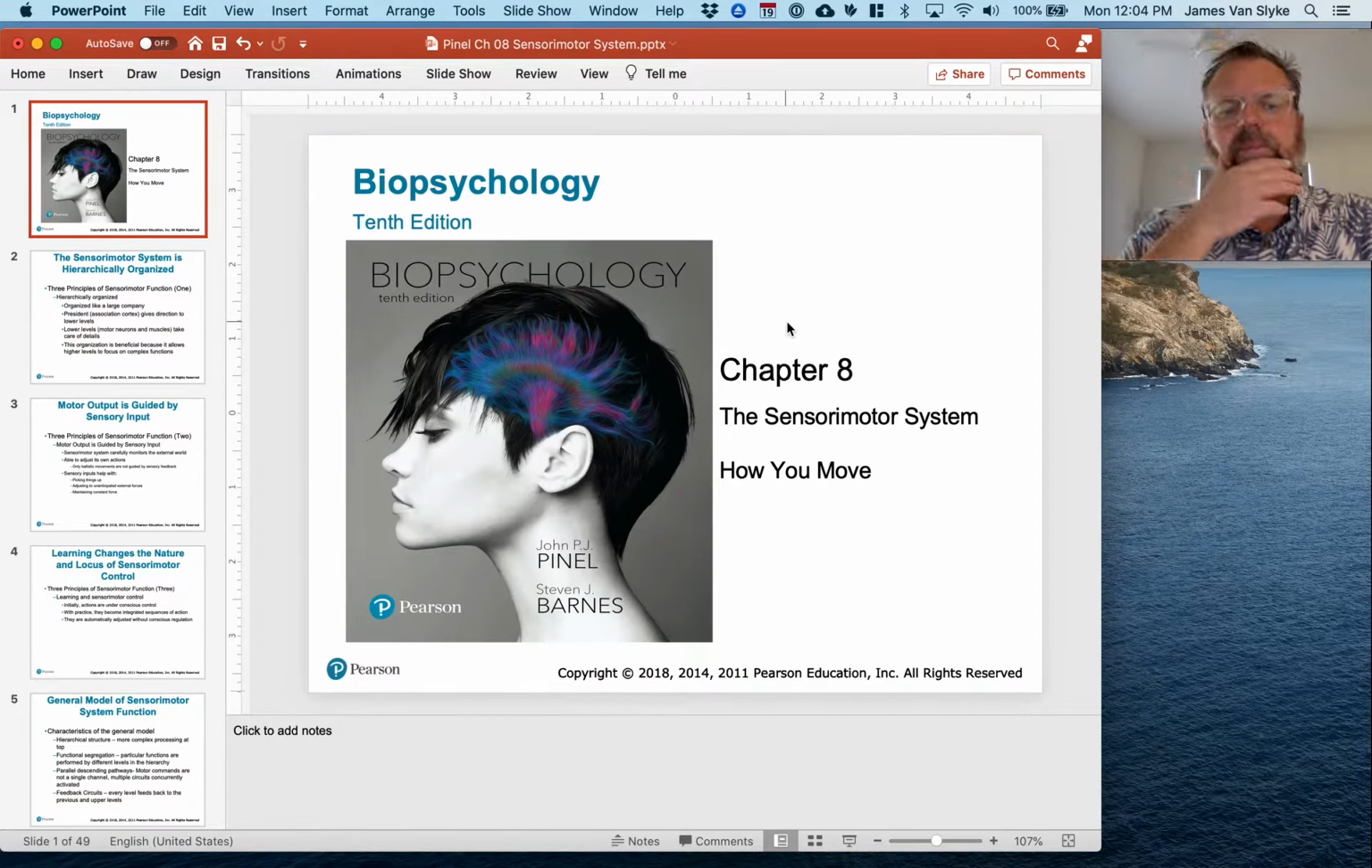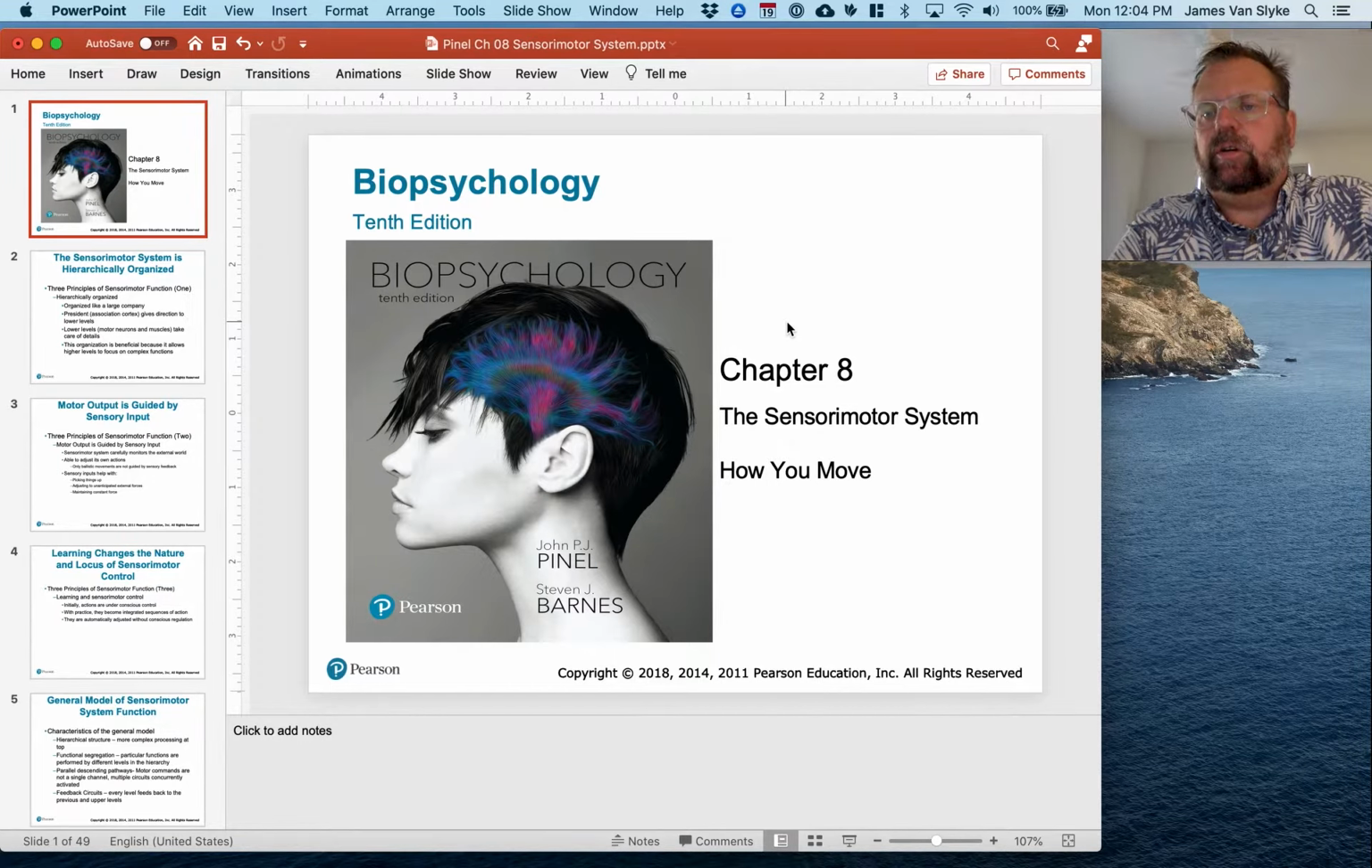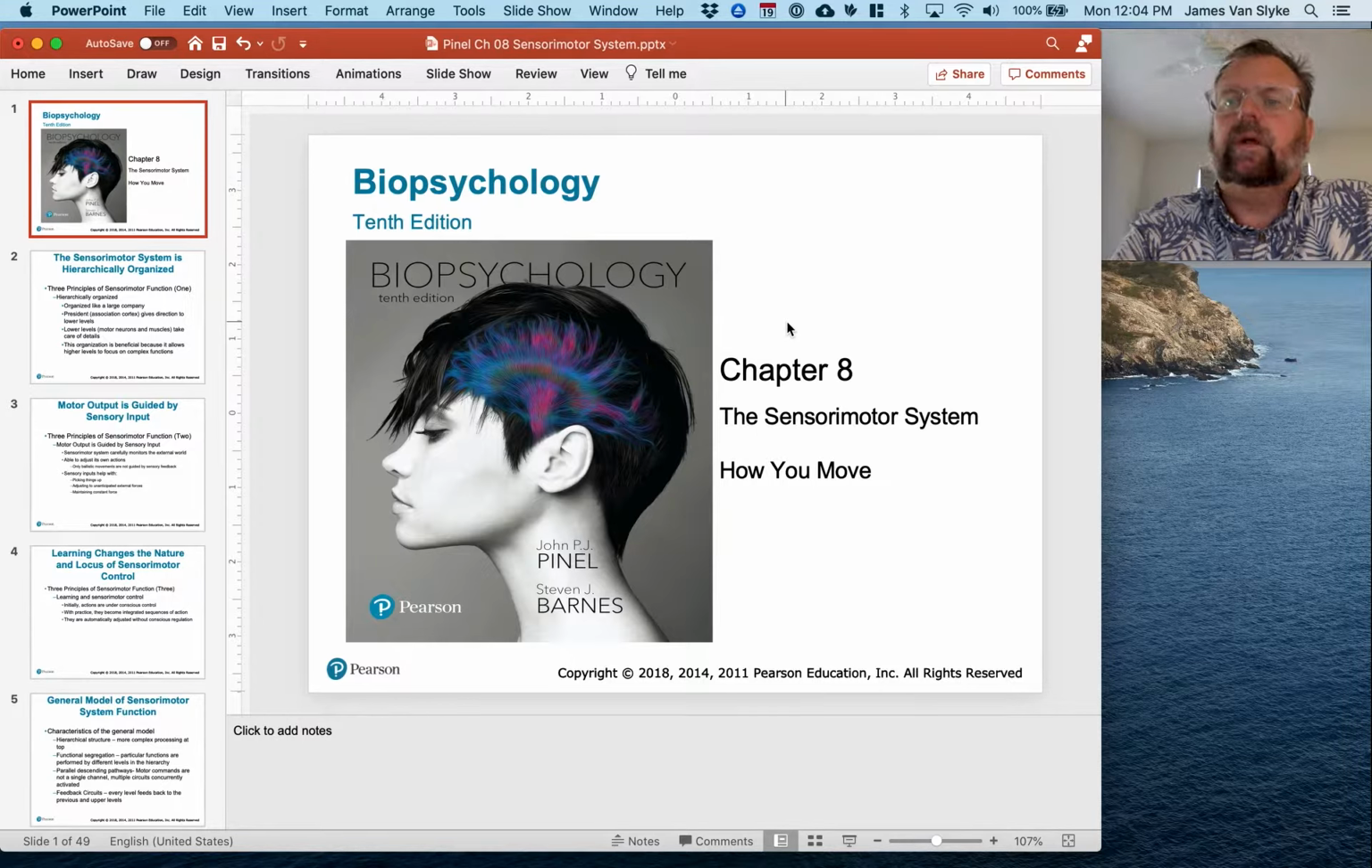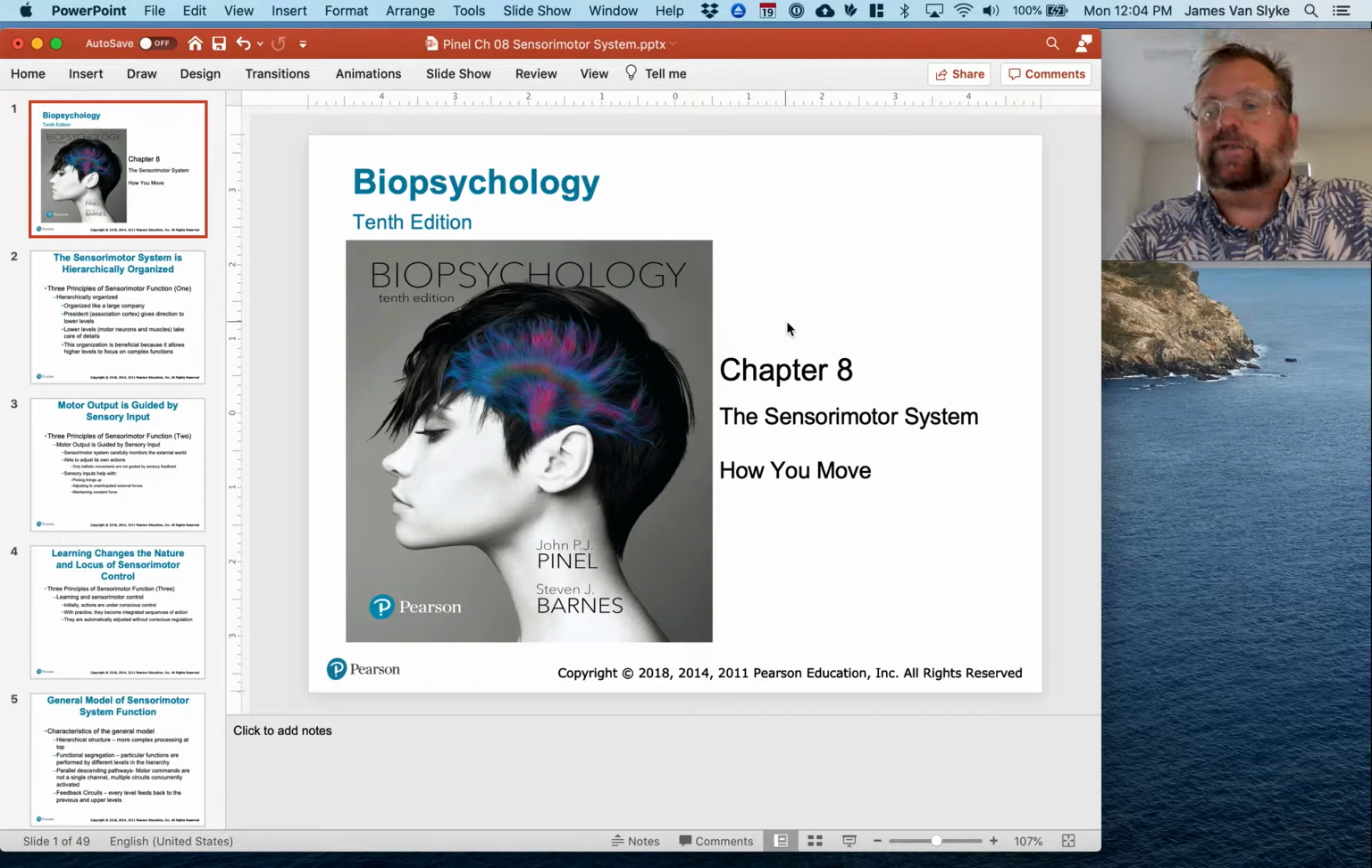Okay, so today we're going to start by talking about what's known as the sensorimotor system. We're going to be talking about two basic things that occur both within the brain and the body. The sensor part is talking about sensation, so the ways in which we pick up different sensations from different parts of our bodies, from our eyes, from our ears, from our sense of touch.